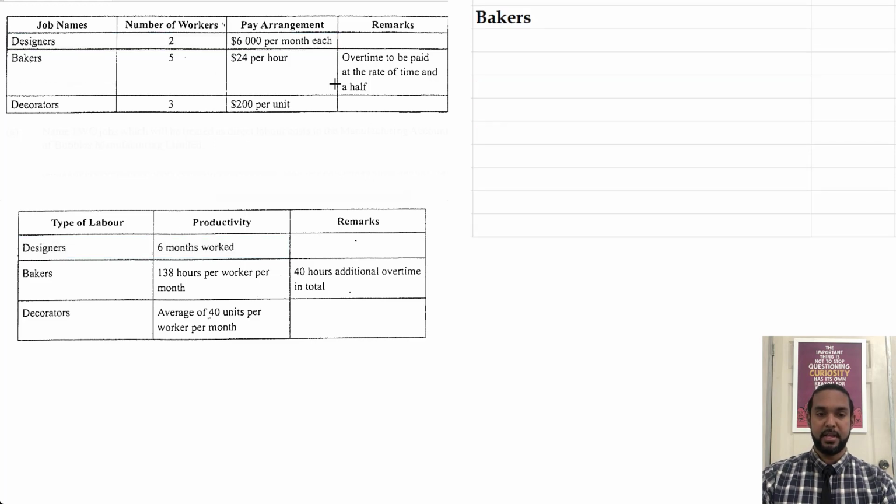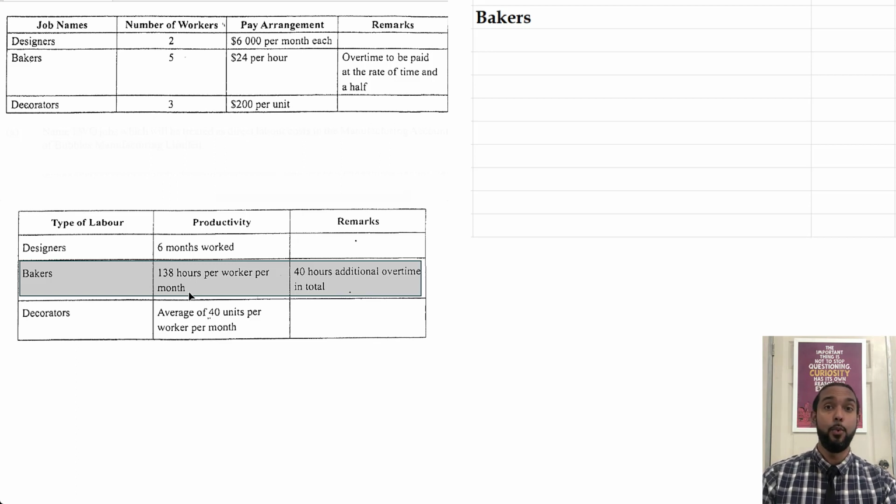Let's take a look at the bakers information now. It says that we have 5 bakers, $24 per hour, and overtime to be paid at a rate of time and a half. And down here, for what was actually worked, we have 138 hours per worker per month, and we also have 40 hours additional overtime in total. So we have 5 bakers who are paid $24 per hour.